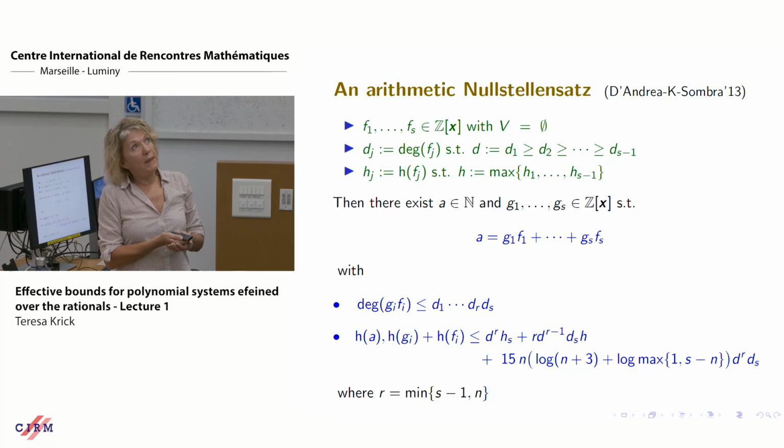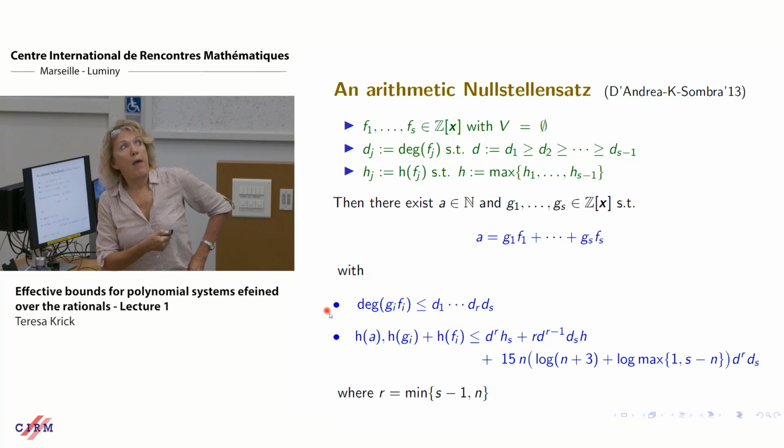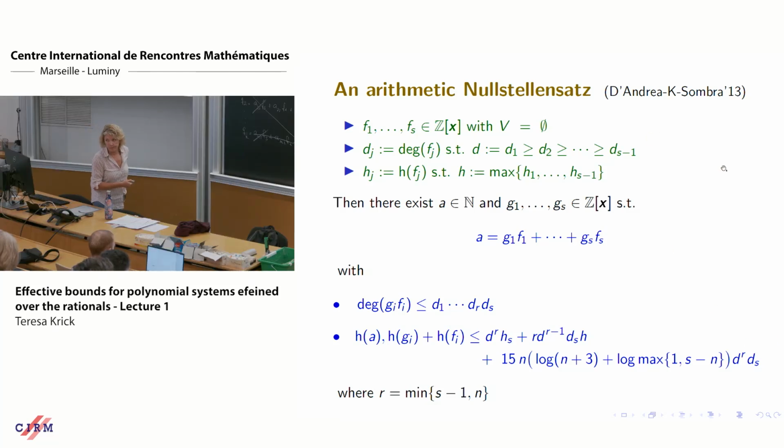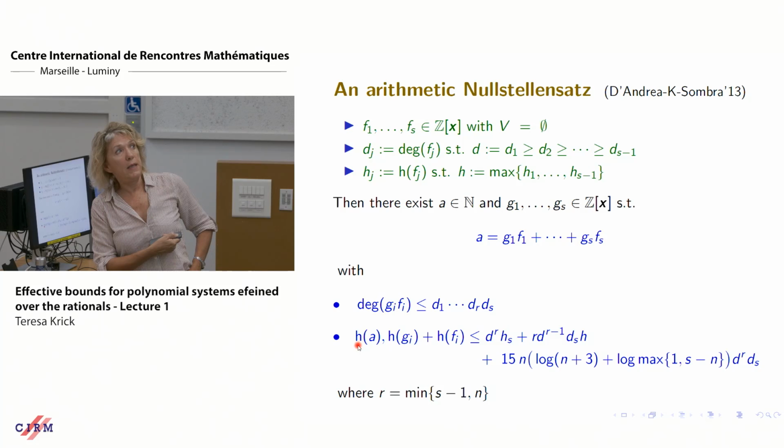So what the arithmetic Nullstellensatz says is that if the variety is empty, I will have an expression A equals G1 F1 plus ... plus GS Fs with degree bounds that are related to the best bounds obtained by people before, Kollár and Jelonek, and these height bounds for the denominator A, the constant A, and the sum of the heights of the polynomials G_i plus F_i.